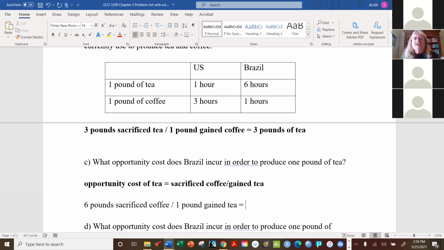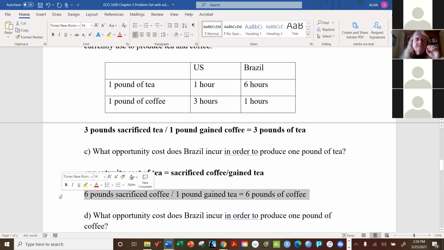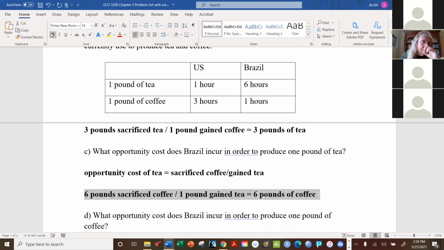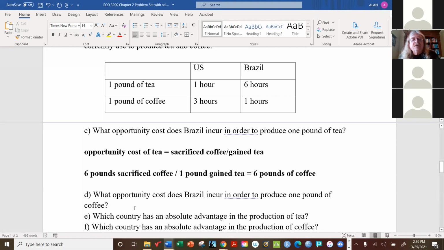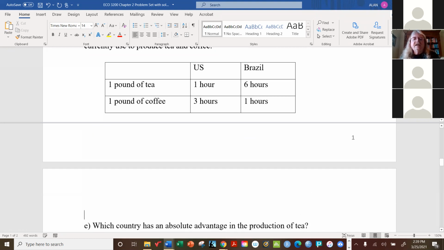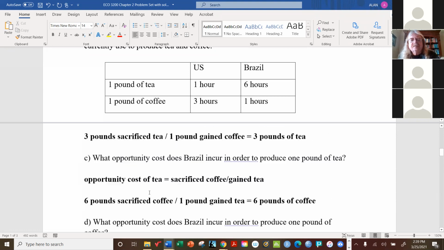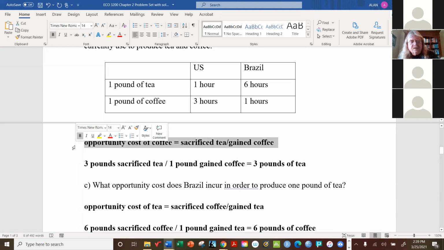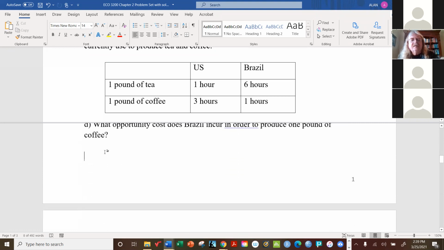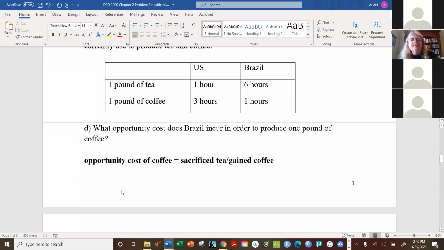So therefore, the final answer here is 6 pounds of coffee. Then we would do the opposite. We want to know what Brazil's opportunity cost is to produce a pound of coffee. Once again, the calculations are exactly the same as in the United States. So this formula will be used: the opportunity cost of coffee equals the sacrificed tea over the gained coffee.